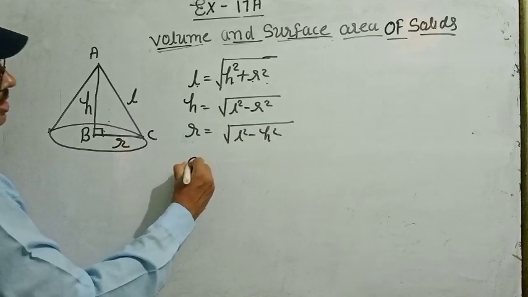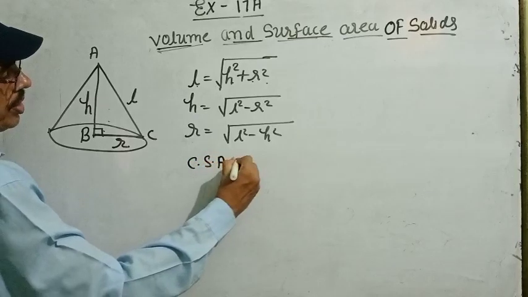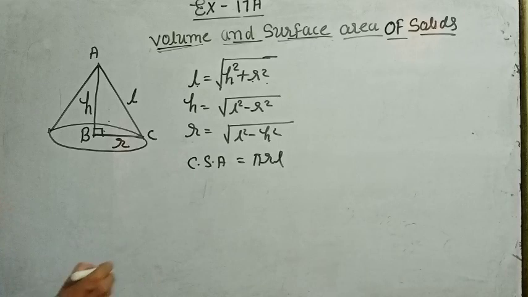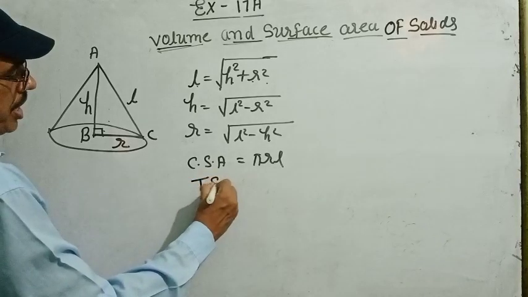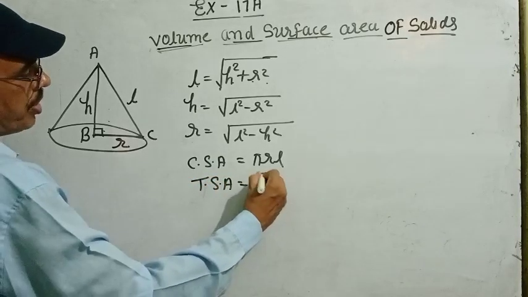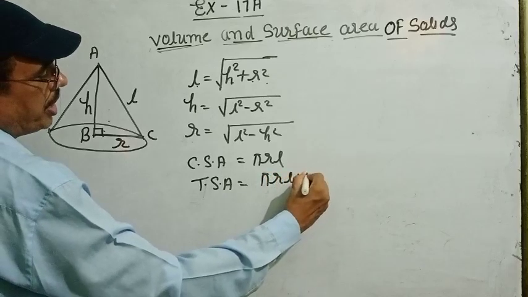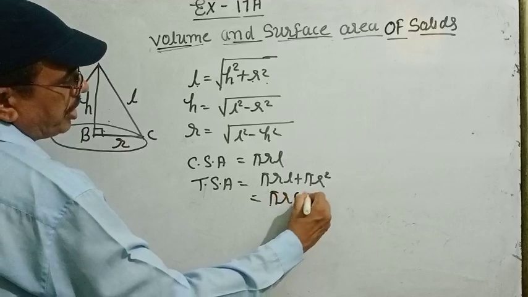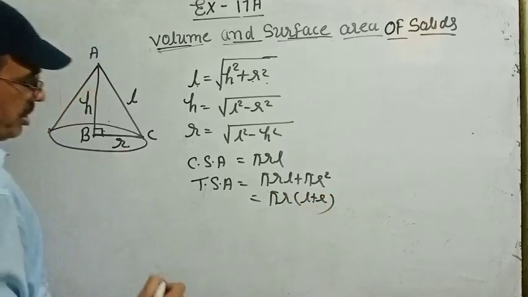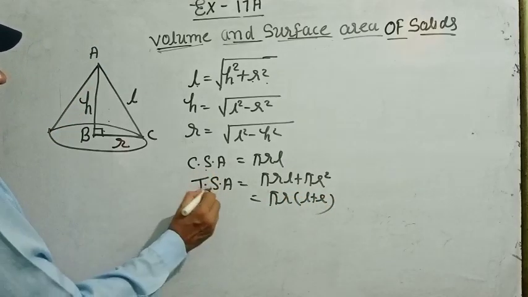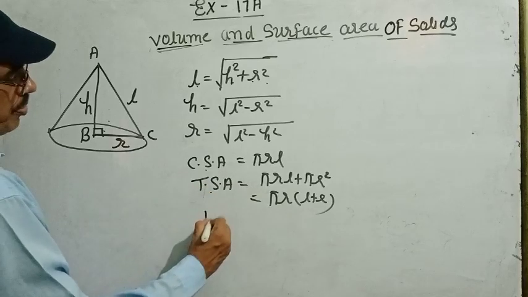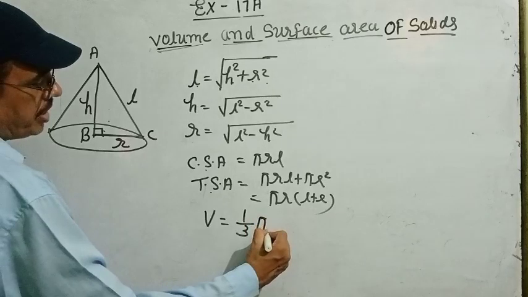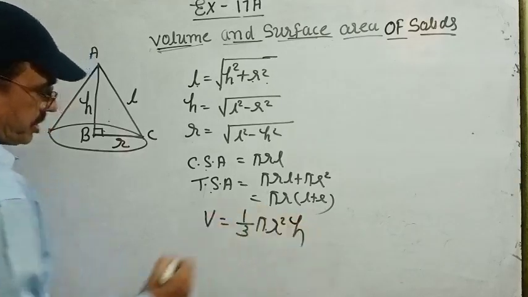After that, what is the CSA of the cone? CSA of the cone is equal to pi R L. What is the total surface area of the cone? It is equal to pi R L plus pi R square. Here pi R is common, then you get pi R times L plus R. It is the CSA and there is TSA, and last, volume. It is 1/3 of the cylinder, that is 1/3 pi R square H.